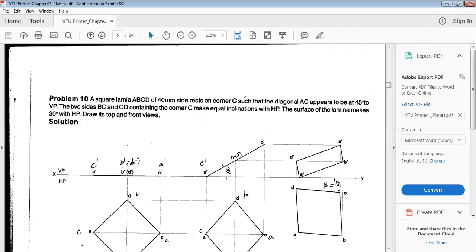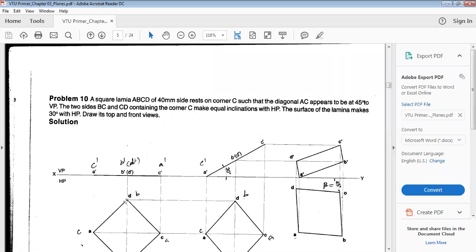Similarly here, see what they've given, a square lamina. Sometimes in the problem they may try to confuse you, so you should be very careful. For example, what is given? A square lamina ABCD of 40 mm side rests on corner C. So corner C, then you have to name it as C only. It is saying that it is on C, so you cannot start with A. You have to start with C, such that the diagonal AC appears to be at 45 degrees to VP. 45 degrees to VP. The two sides BC and CD.